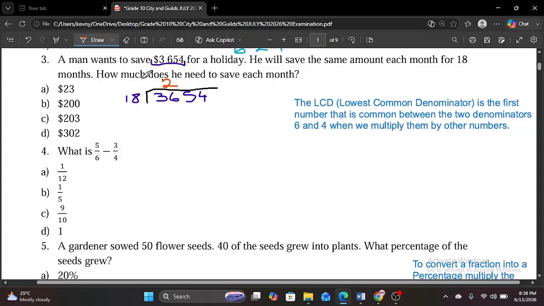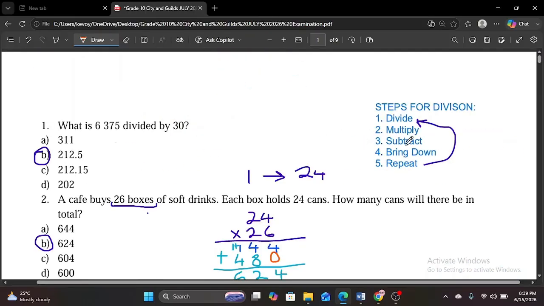All right, so 2 times 18, that's gonna be equal to 36. After we multiply, we subtract. So we have 0 remaining. After we subtract, we bring down. So we're gonna bring down that 5 right there. All right, after we bring down, remember the steps. So after we bring down, we repeat the steps. So we're gonna go back to divide.